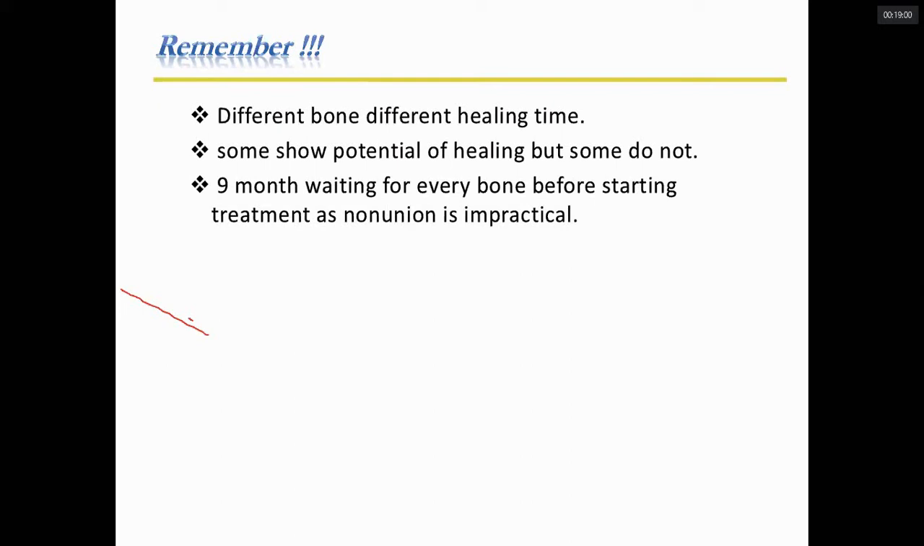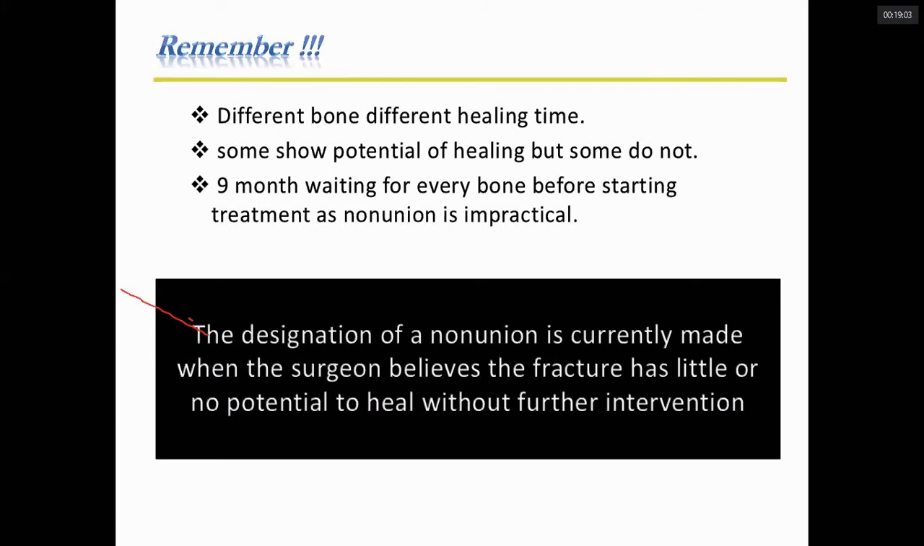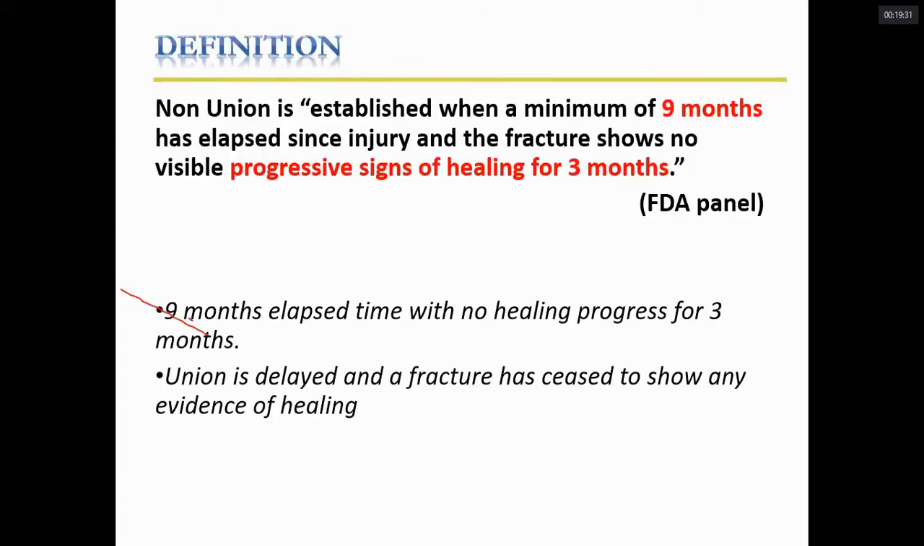Okay. Because of that, the newer concept is that the designation of non-union is made when the surgeon or the treating physician believes that the fracture is not going to unite unless it is intervened upon further. So if the surgeon thinks that if I do not intervene in this fracture, it is not going to unite, then it is labeled as non-union. For your level, if somebody asks the definition of non-union, you don't give this definition. Your definition is this: minimum of 9 months, with no progressive signs of healing for 3 months. Okay.